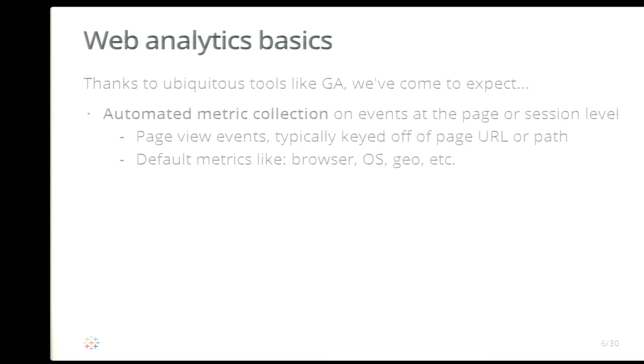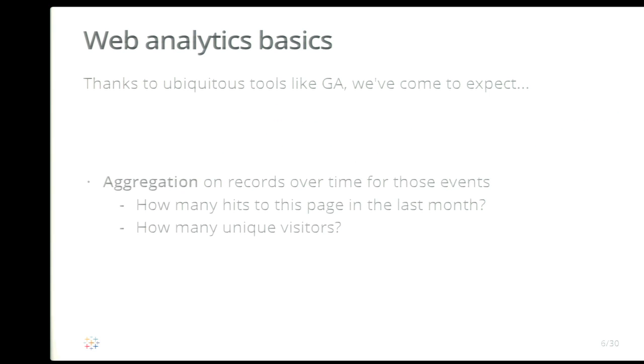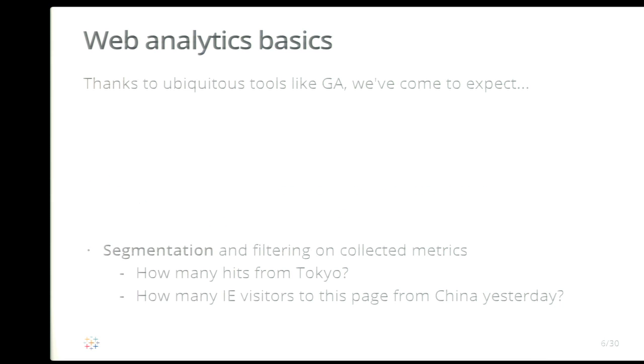That page view is really just an event, and it's usually keyed by something like a URL or a path. And some data gets collected automatically, like what's their browser, what's their operating system, where are they located, that kind of thing. That data is then aggregated in such a way that we can, for instance, count how many people were on this page, how many unique visitors were there to this whole system over this period of time. In addition to that, we can do some filtering, segmentation. How many of those people were from Tokyo? How many of them were from China, and we're also using Internet Explorer, and based on that we can make decisions like, I'm going to stop supporting Internet Explorer 7 or not.